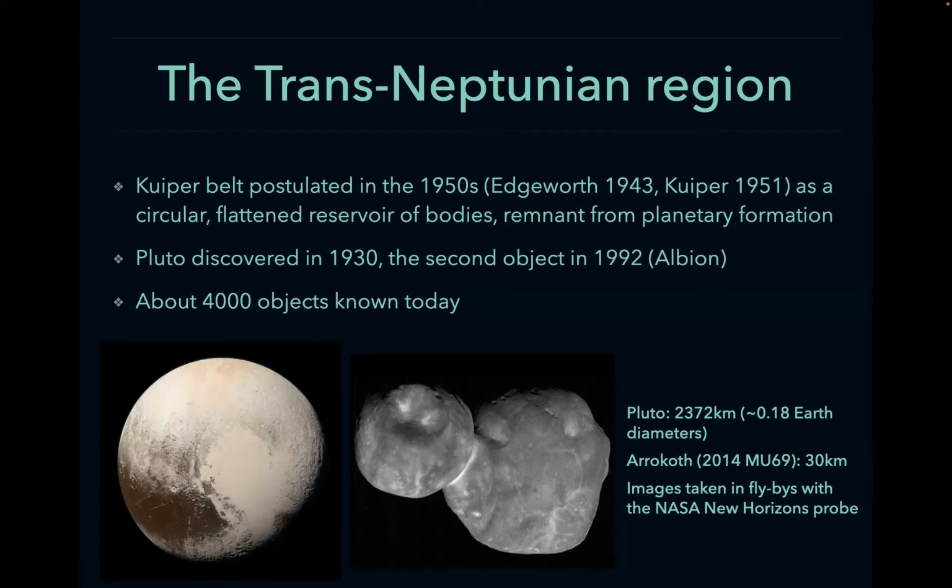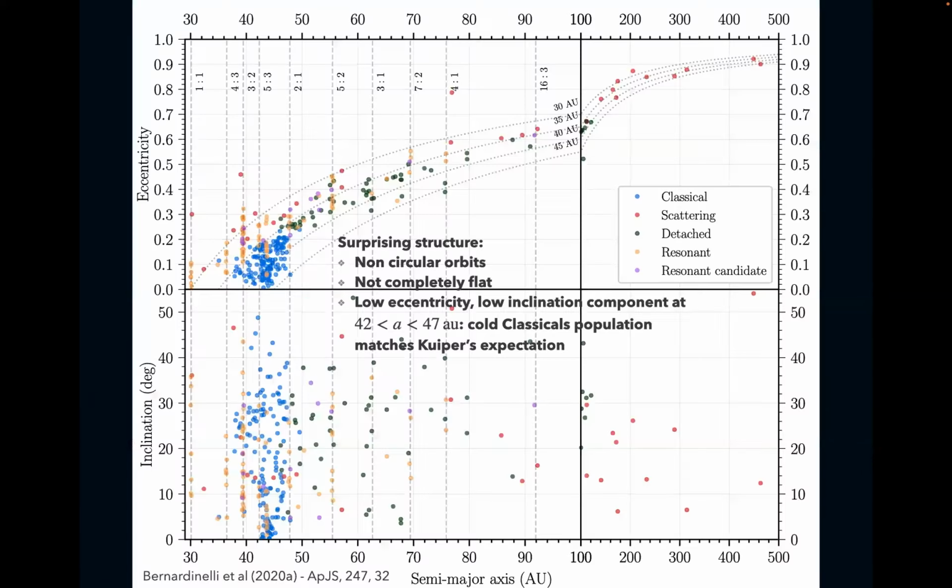But it took until 1992 for the second object to be discovered, an object called Albion. There is nothing remarkable about it, except for the fact that it was the first non-Pluto discovery. Nowadays, we know between 3,000 and 4,000 of these objects, and it's a very active field of research. The other image here is Arrokoth, a representative of the small members of this region. It has a diameter of about 30 kilometers and was also visited by the New Horizons probe.